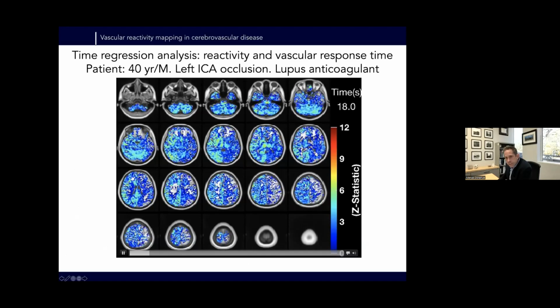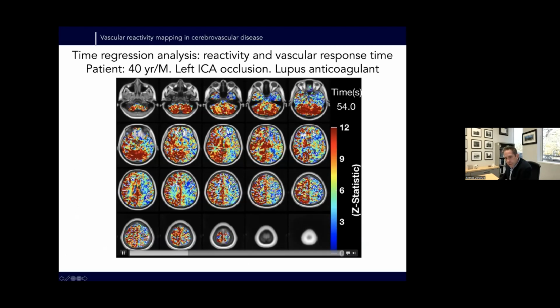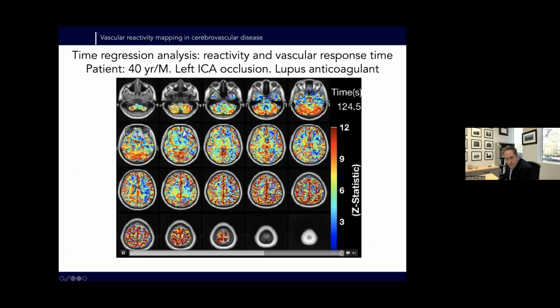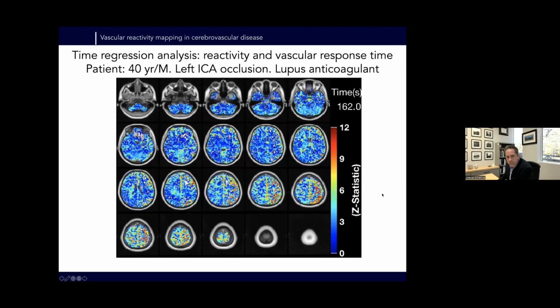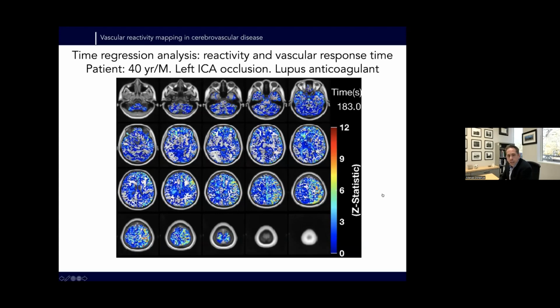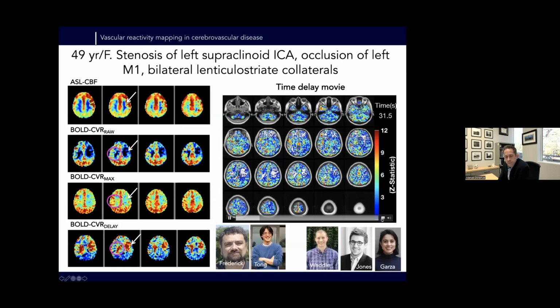That's kind of interesting. And you can see that it's very easy to see not only is the reactivity delayed throughout this hemisphere, but the magnitude is also reduced a bit as well. So you get all of that information relatively quickly. Why is it useful to do that?